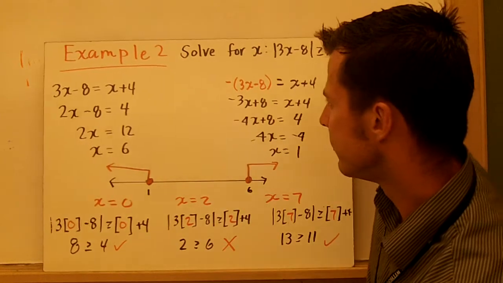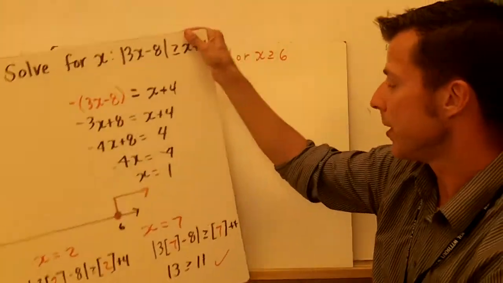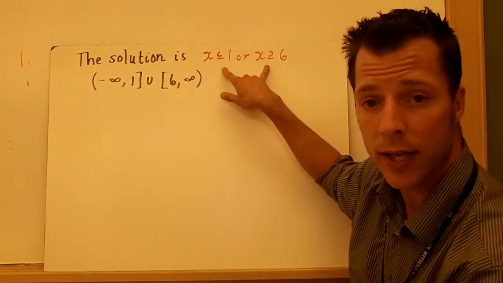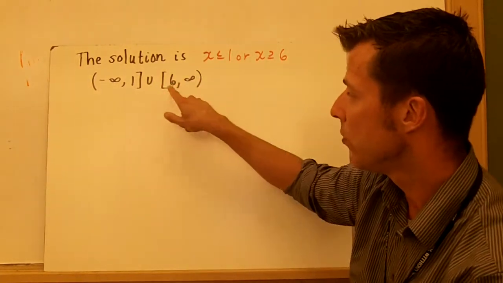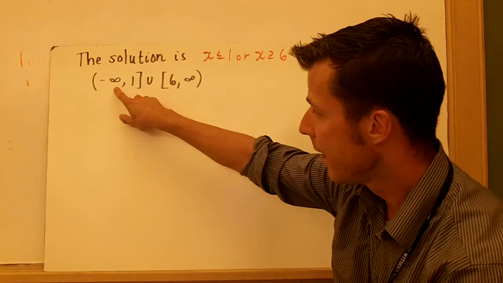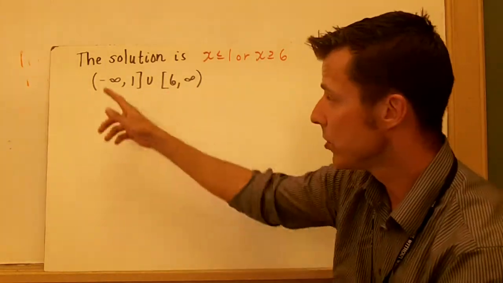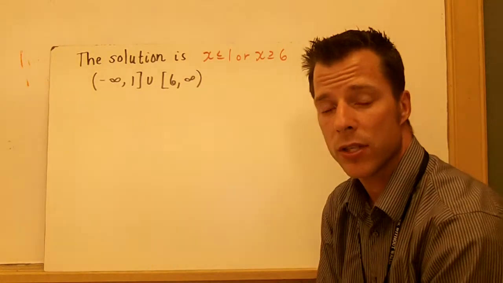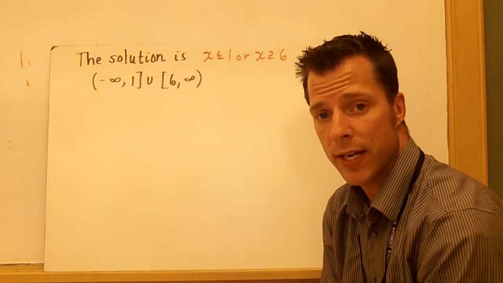I'll show you the solution written here. That's interval notation, or you can write it like that, so either one. You can include 1 and 6, so you have the brackets. Infinity you can't ever include, so you use parentheses. Okay, so that's just a quick introduction to solving absolute value inequalities.